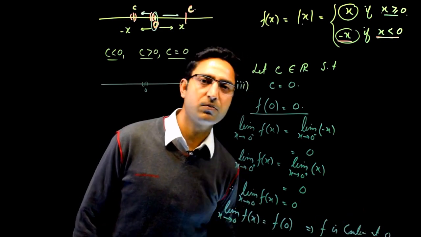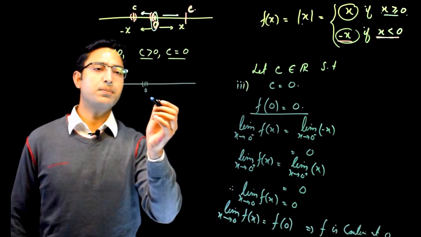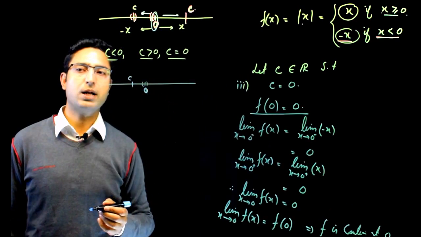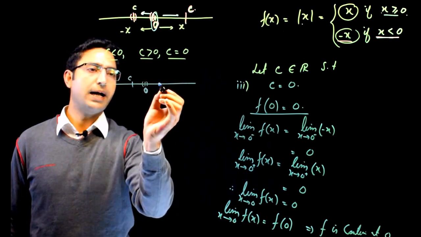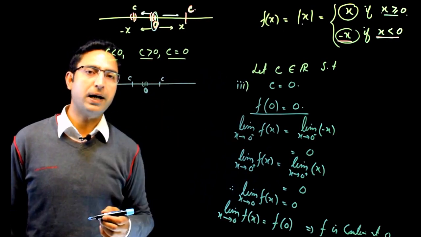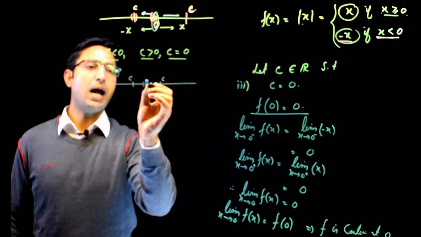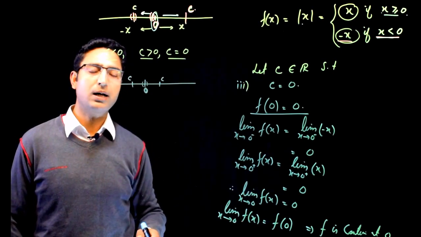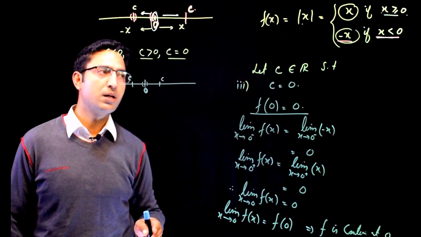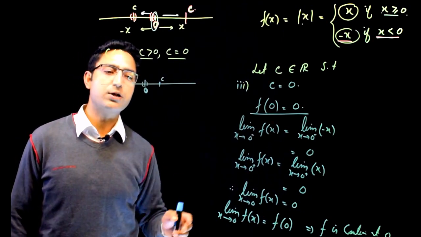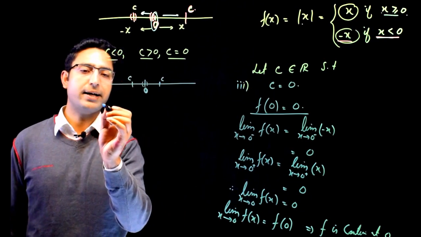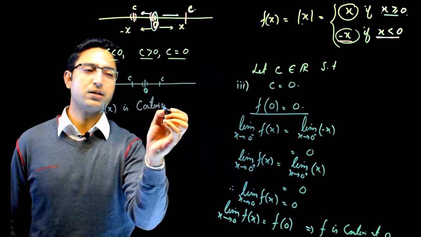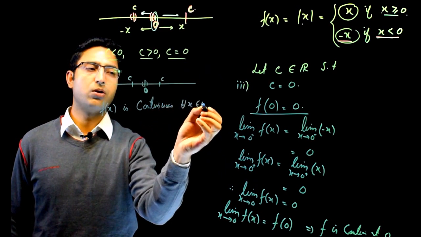Therefore we got that this is 0 here. We talked about all the c's which are to the left of 0, and we got f of x to be continuous for all those c's, and then we talked about all the c's which are to the right of 0, and we got f of x to be continuous, and at exactly 0 f of x is again continuous by the third case. So from all the cases, case 1, 2 and 3, we are getting that f of x is continuous for all values of x. So here we can finally write f of x is continuous for all x belonging to R.